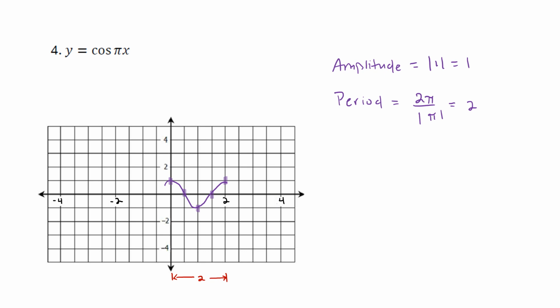So now we can continue this pattern to the rest of our graph. So 0, -1, 0, 1, 0, -1, 0, 1, 0, -1, 0, 1. And then we can put an arrow and then connect these dots as well. All right. Cool.